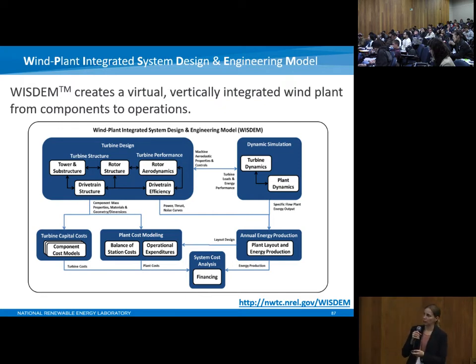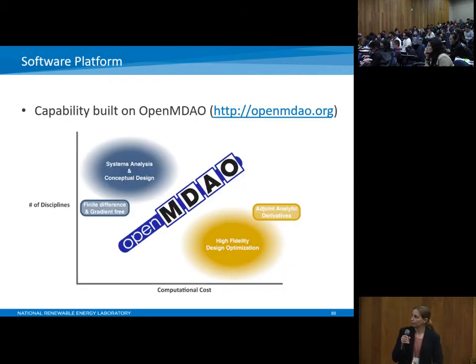We have models for the turbine costs, the plant costs. Again, these are individual models themselves that can be used together or in isolation. Plant level models for doing energy production and financing as well. So you get the whole LCOE perspective, and we can even couple these with our dynamic simulation tools like FAST if need be. But oftentimes we're just doing it with our quasi-static models.